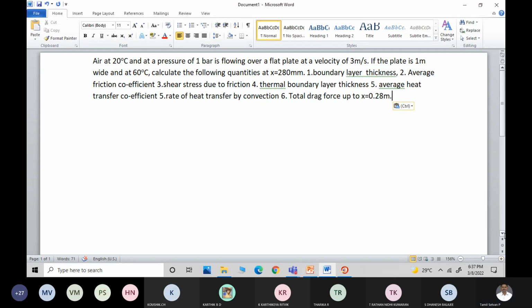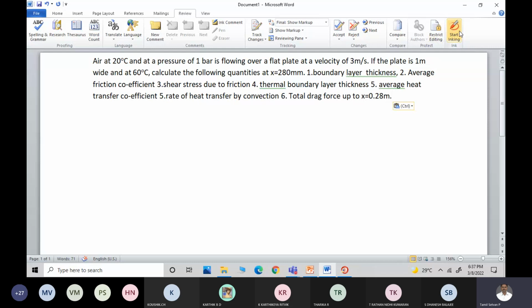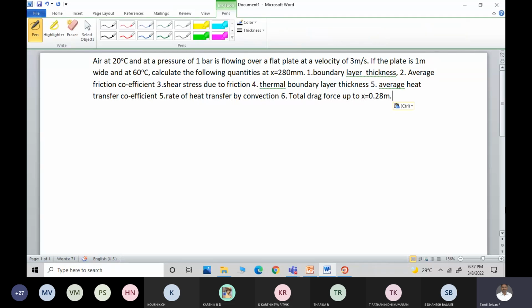Okay, so now you are supposed to find out the properties of air at film temperature. This is very, very important. In the first problem, it is not mentioned. So first you have to evaluate the properties of air at film temperature. Is it visible?